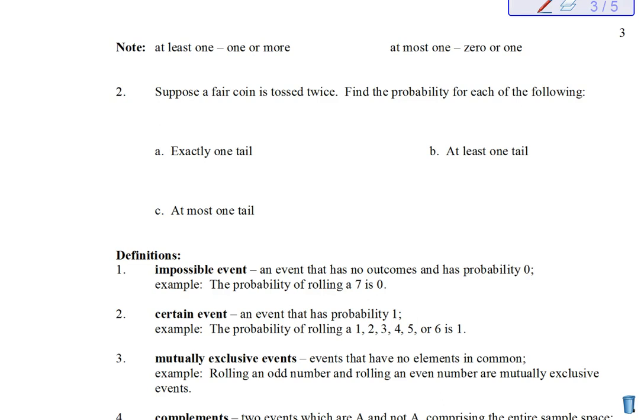Find the probability for each of the following. Now we already wrote this sample space, but I think it's very helpful to write it again. So if I toss 2 coins, what I can get is heads, heads, tails, tails, heads first, tails second, tails first, heads second. And so I have 4 different outcomes.